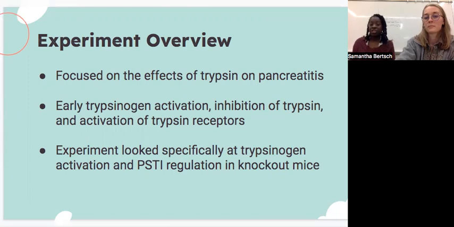The last method focused on trypsin receptors, specifically protease-activated receptors, also known as PAR2. This receptor presents once pancreatitis is starting to develop. When pancreatitis is sensed, PAR2 works as a negative feedback to slow down the production of trypsin. Any damage or mutation to this receptor will take away a line of defense against pancreatitis before it fully develops. In the article, the researchers tested the activation of trypsinogen to trypsin and its regulation by PSTI and the onset of pancreatitis.